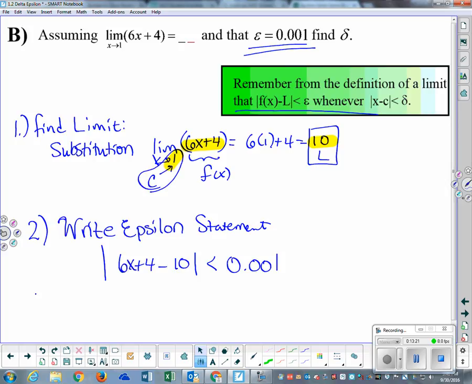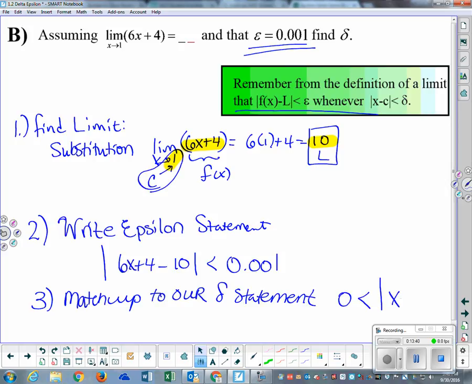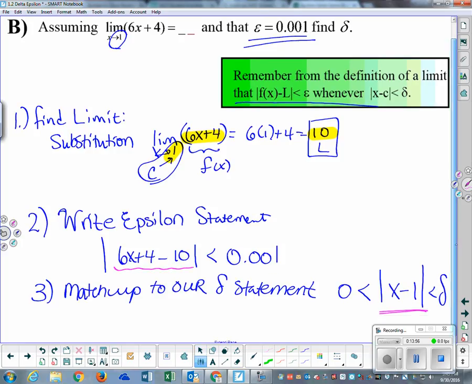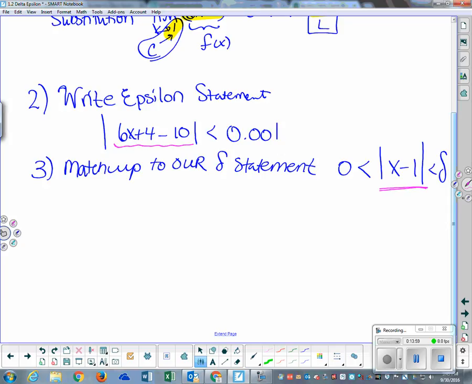Then what we want to do is have this match up to our delta statement. And our delta statement is 0 is less than the absolute value of x minus c, and our c is 1, we were approaching 1, is less than delta. So I know what my goal is. I want to get the absolute value of x minus 1 and transform my epsilon statement so that it matches that requirement for my delta statement.